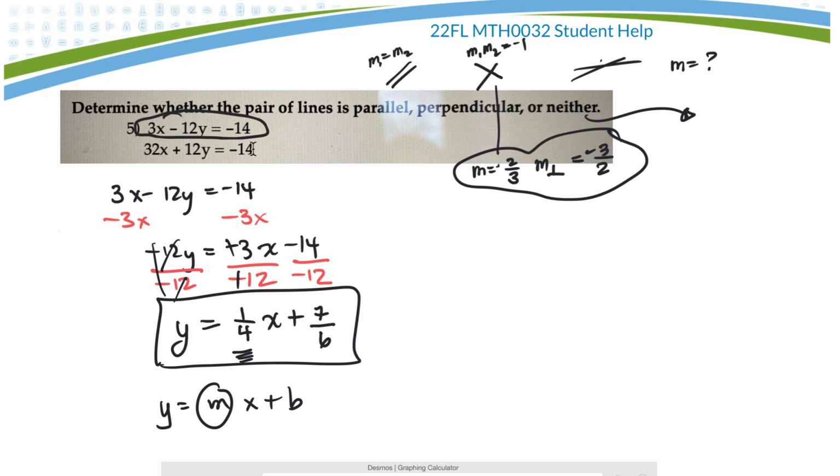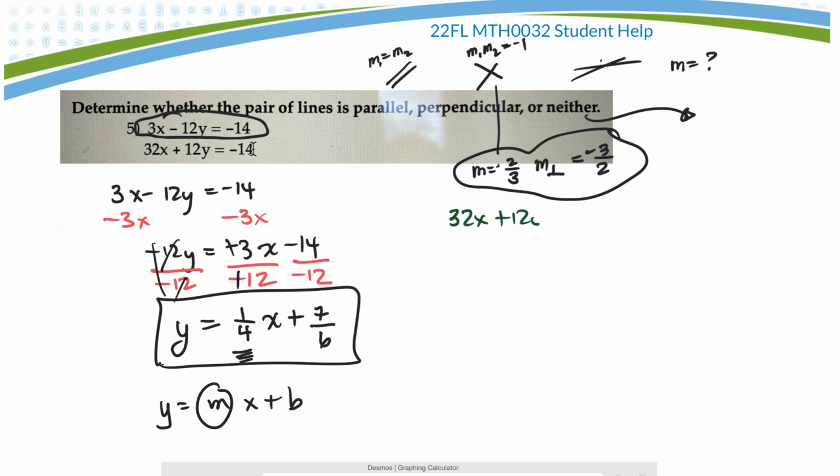If the next one has the same slope of 1/4, then they'll be parallel. If they're negative reciprocals of each other, it'd be perpendicular. If it's neither one of those two, then they just cross somewhere else, and they're neither parallel nor perpendicular. Okay, let's try the next one.